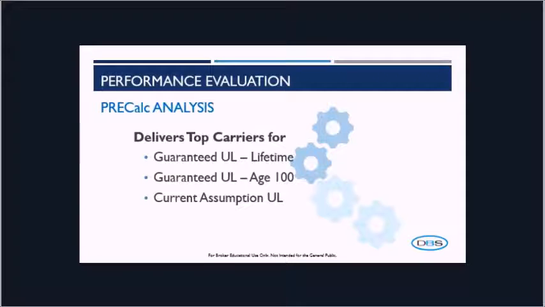And what it delivers is guaranteed UL lifetime, guaranteed UL to age 100, and current assumption UL products. And we literally price it out with multiple carriers to see where that falls. If we see that there's an opportunity within one of those three, then we can talk about whether or not any one of those products is appropriate, or do we need to pivot to an indexed UL or a VUL or something else along the way.